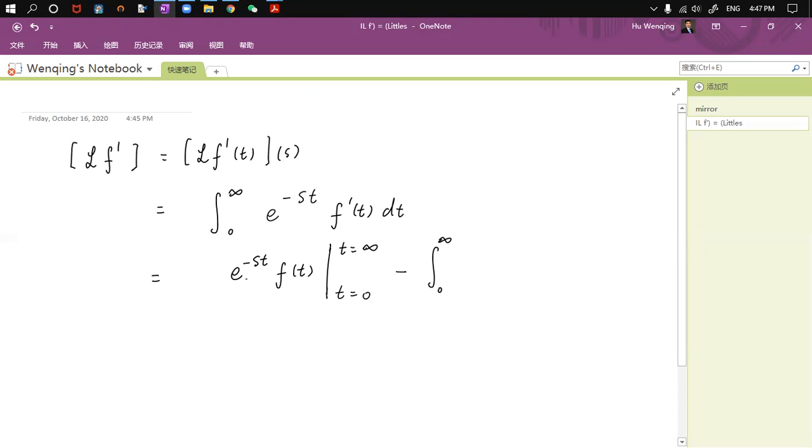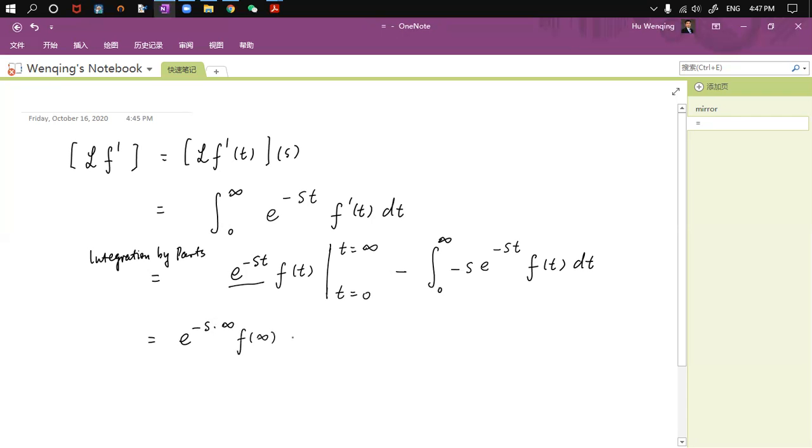By integration by parts, we take the derivative of e to the power minus s t with respect to t, which ends up as minus s e to the power minus s t, multiplied by f of t, integrated against dt. Once you have this, you have e to the power minus s times infinity multiplied by f at infinity, minus e to the power minus s times 0 multiplied by f at 0. And then there are two minuses, so that's a plus. I will pull s out: s times the integral from 0 to infinity of e to the power minus s t f of t dt.